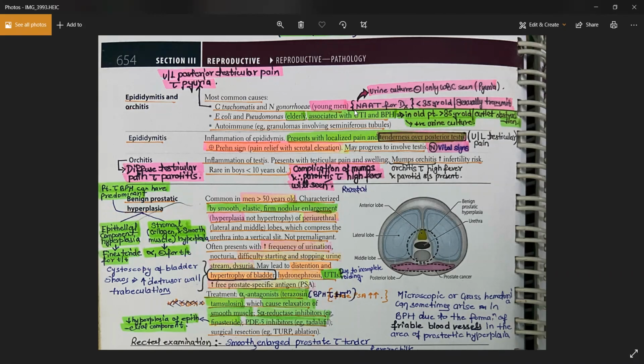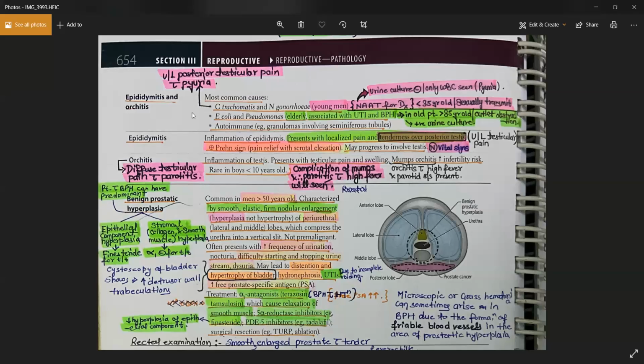On the urine culture, if it is a case of chlamydia specifically, you will see only the neutrophils or WBCs. No bacteria will be seen. In case of gonorrhea, sometimes you can see the bacteria, sometimes you cannot, and you will call it a pyuria condition. Sterile pyuria, remember?